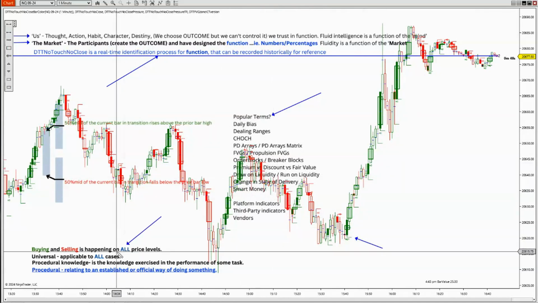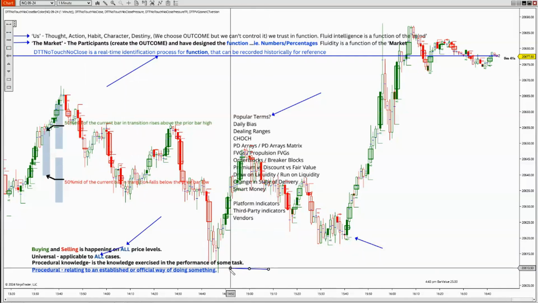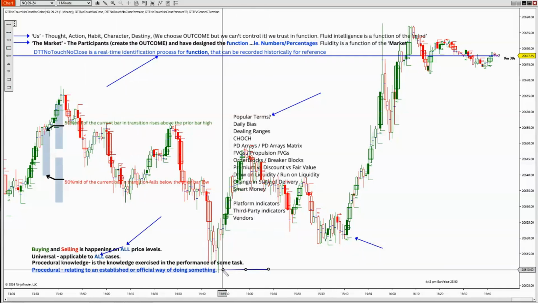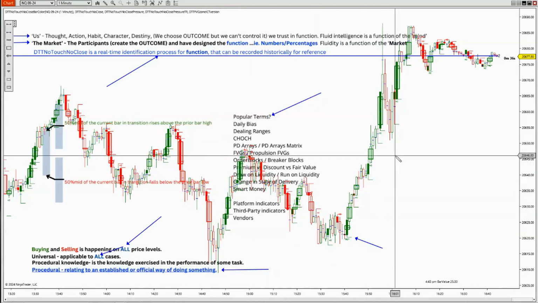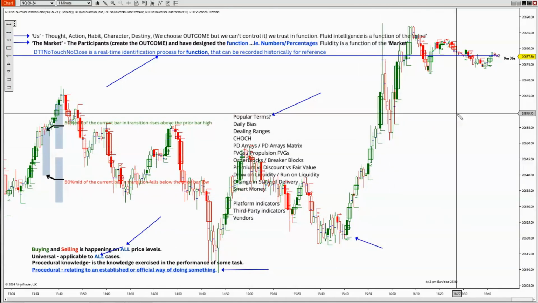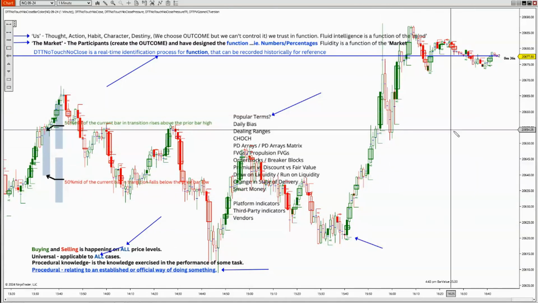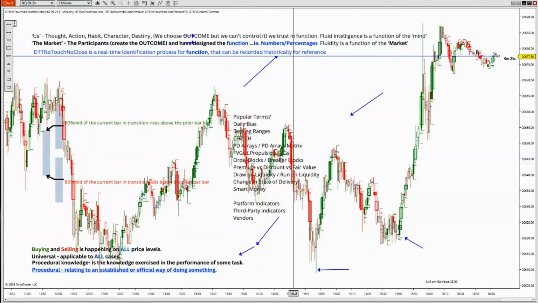Buying and selling is happening on all prices, so you need a universal method that can be applied to all cases. And of course, it needs to be procedural because you need an official way of doing something, like the doctors, the lawyers, or even courts for that matter. They have proceedings. So you want to go with something that can constantly keep happening over and over again. And so I'm trying to teach you a universal approach.